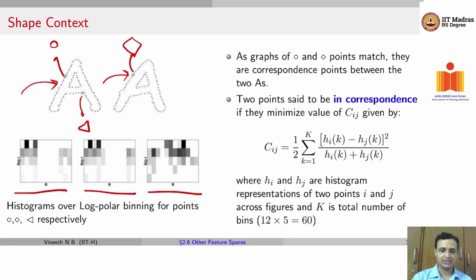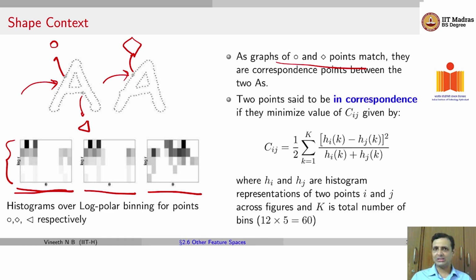How did these representations come? There are 5 bins in terms of log r, or the log radial distance, and 12 bins in terms of your theta, or your angles around the center. So you can see here that the circle and the rhombus have very similar representations. So one could consider these 2 points as correspondence points between these 2 images.